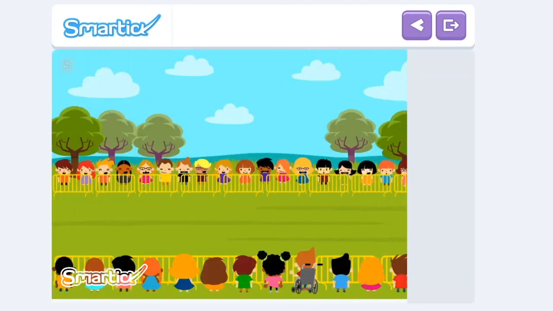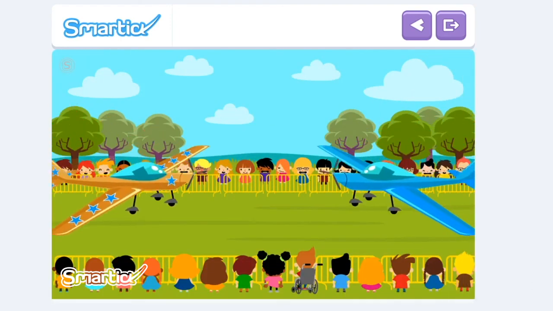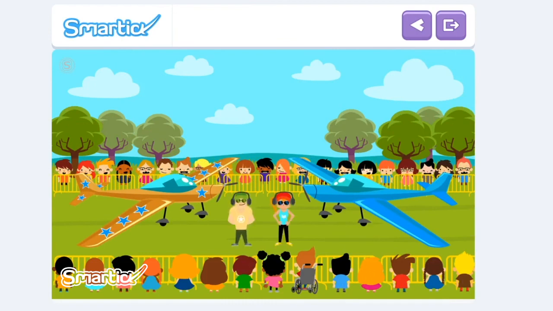Perfect! The air show has finished. The planes landed, and the pilots waved to the crowd. You've learned the different types of lines with Leo and Zoe. Now, keep practicing.